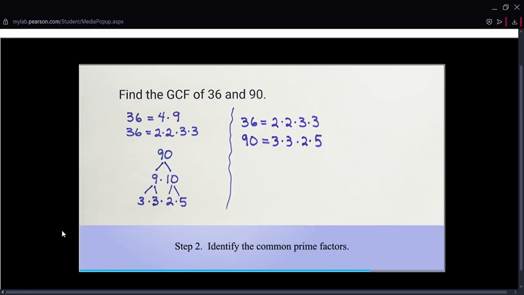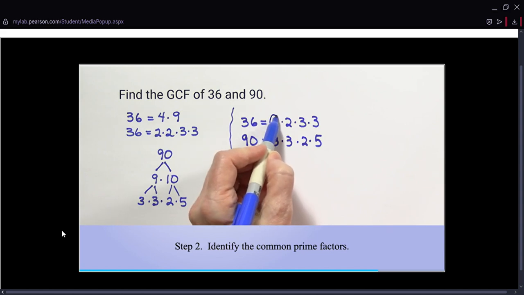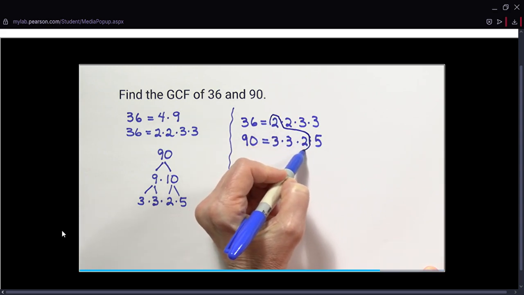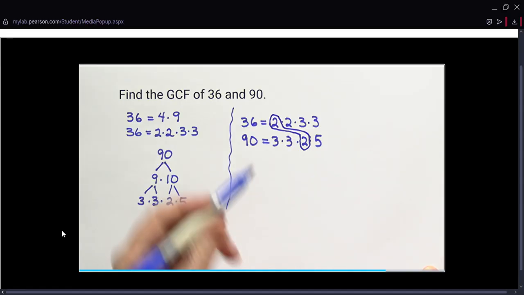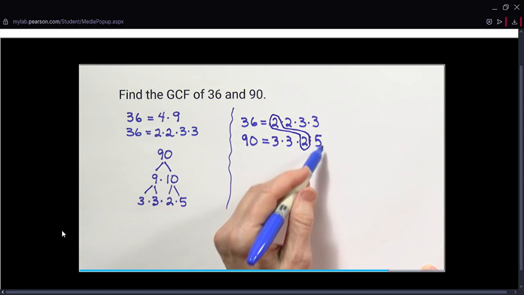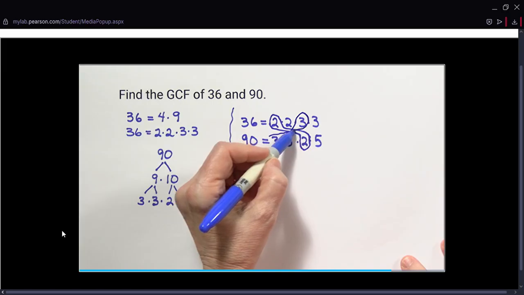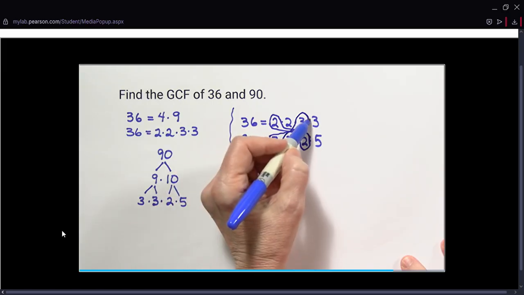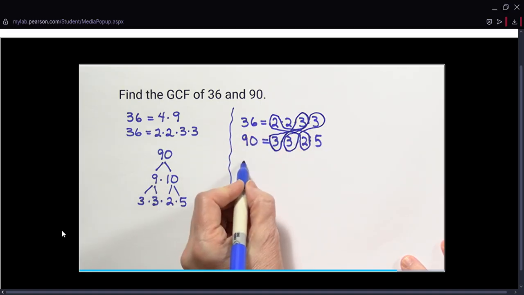The next step is to identify the common prime factors. In other words, let's see, notice there's a 2 in 36. I like to circle them to make sure I don't use a number twice. There's a common prime factor of 2 in 36 and 90. I don't have a 5 in 36, but I do have a 3. There's a common prime factor of 3 and another common prime factor of 3.